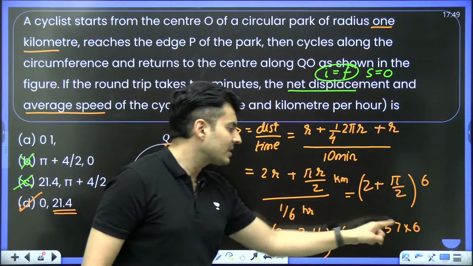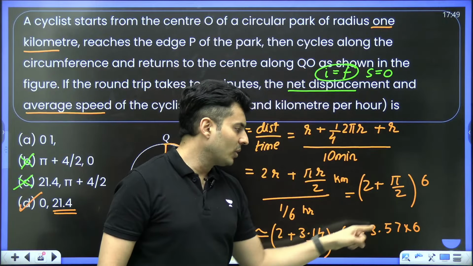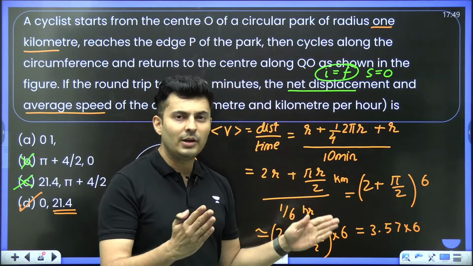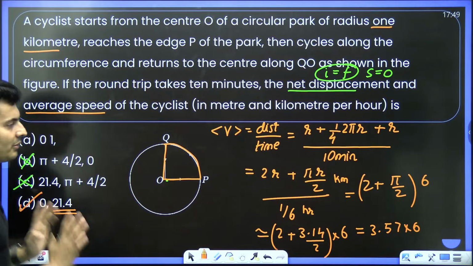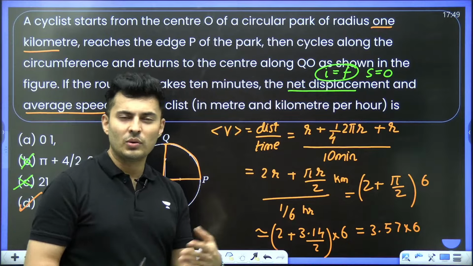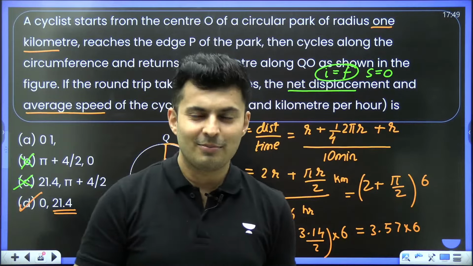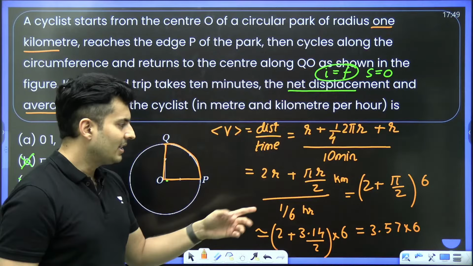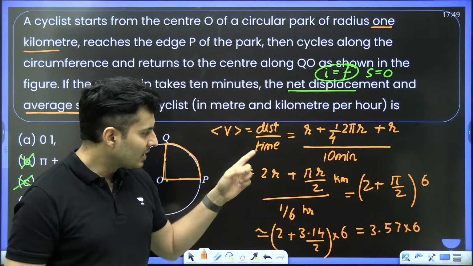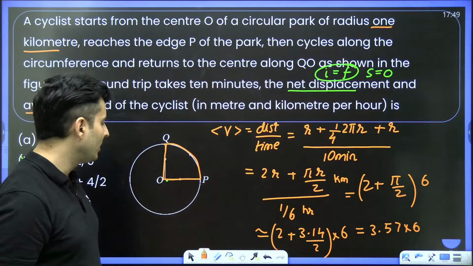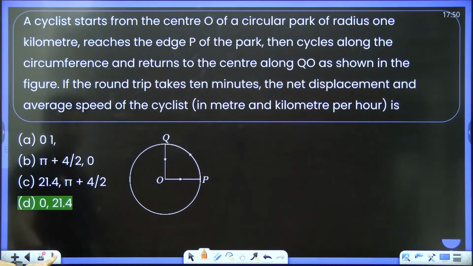Because 6 3s are 18, 6 4s are 24, so it will be somewhere between 18 and 24. And there is only one option like that, 21.4. Right? So just do some manipulation, play around with the numbers. 6 into 3 point something: 6 3s are 18, 6 4s are 24, so it will be somewhere in between. Right? So moving on to the next one.